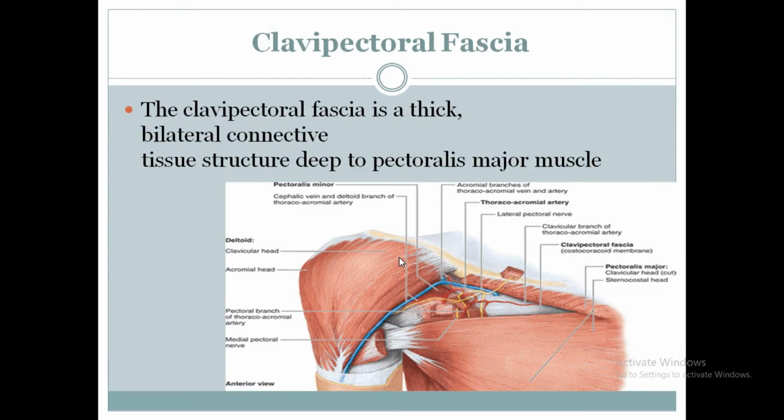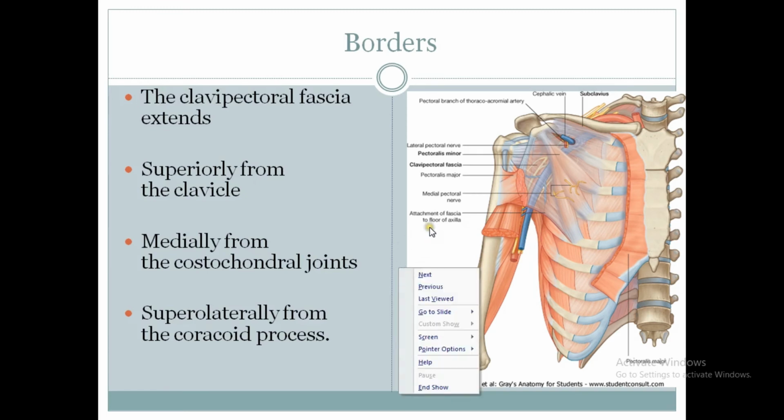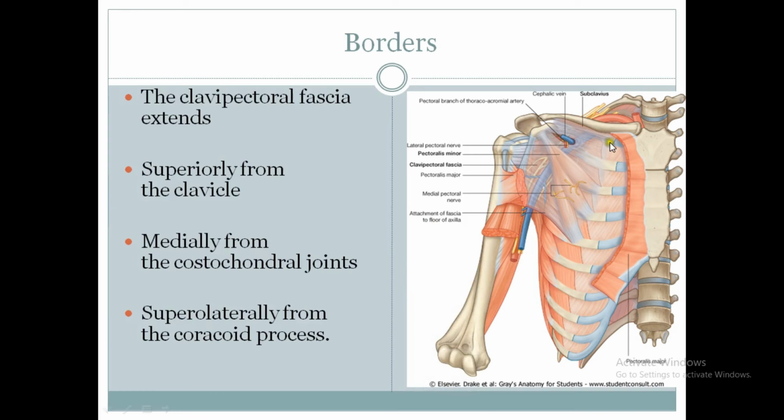Clavipectoral fascia. The clavipectoral fascia is a thick bilateral connective tissue structure deep to the pectoralis major muscle. The clavipectoral fascia extends superiorly from the clavicle, medially from the costochondral joints. What are the costochondral joints? Costochondral joints are the joints between the ribs and the costal cartilage in front of the rib cage.